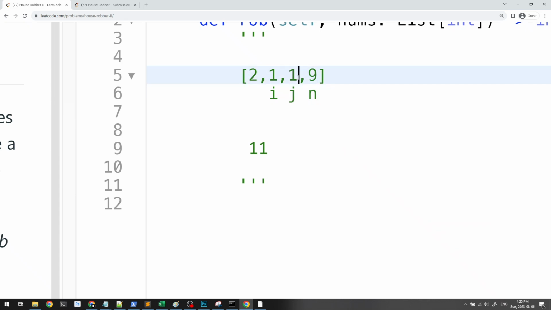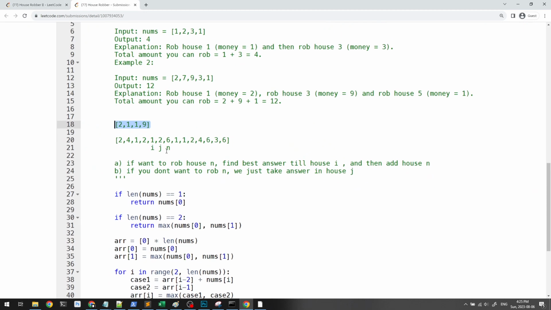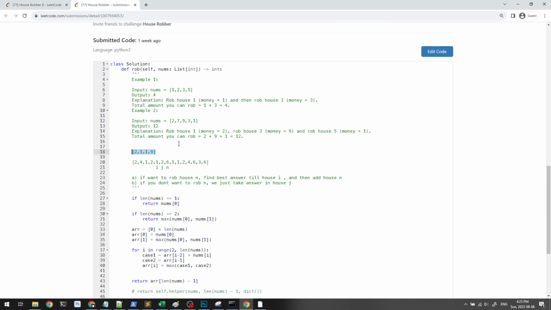Similarly here, we're actually not even robbing house j. So even though we're finding the best solution till this point, we're not actually robbing house j. Okay, so that's one of the things we discussed. Anyways, I don't want to go into much more detail on this one. You can definitely check out the video where we discuss in detail how to approach this problem.